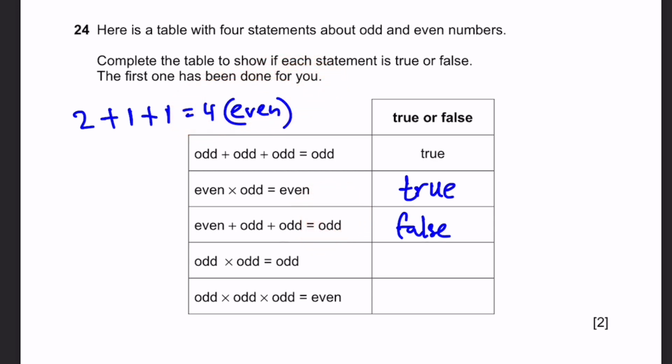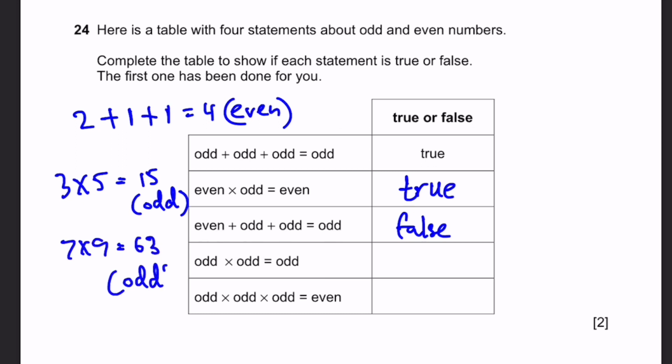Odd into odd equals odd. Let's take 3 into 5. That's equal to 15, which is odd. And let's take one more, 7 into 9, which equals 63, which is also odd. So this is actually true.